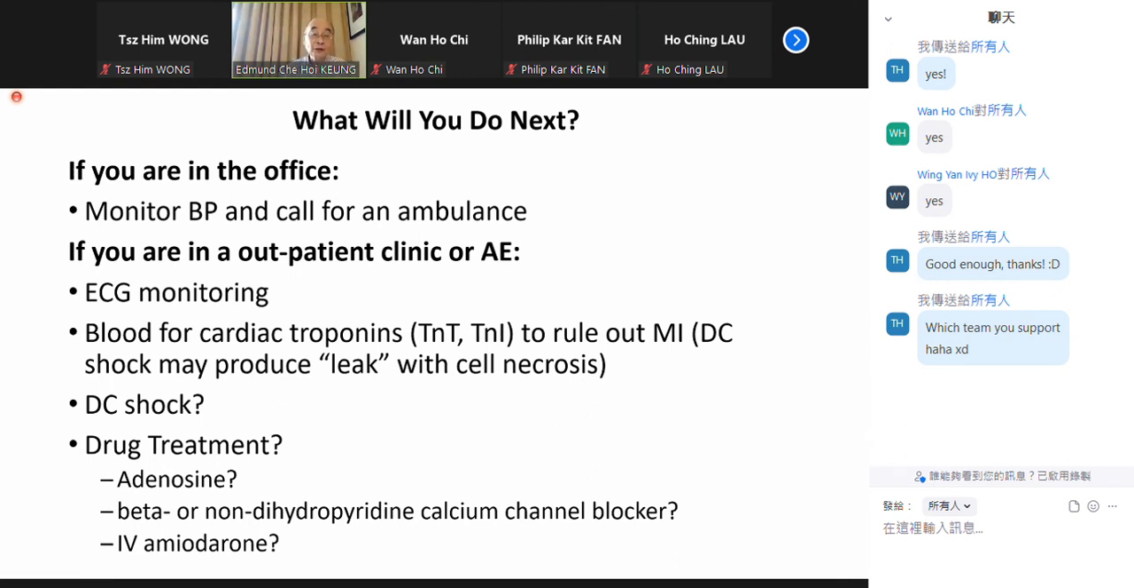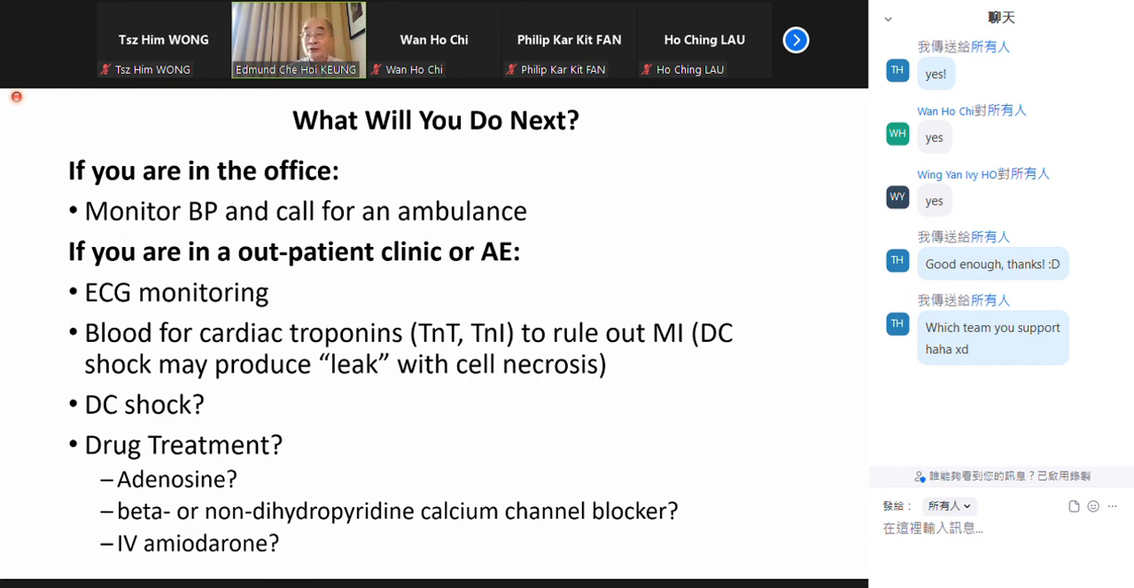Now, would you shock the patient? Since we are on Zoom, I cannot press you for an answer. No, because the patient is stable. But always have the defibrillator ready. Drug treatment: would you give adenosine? The quick short answer is no, because it's VT.